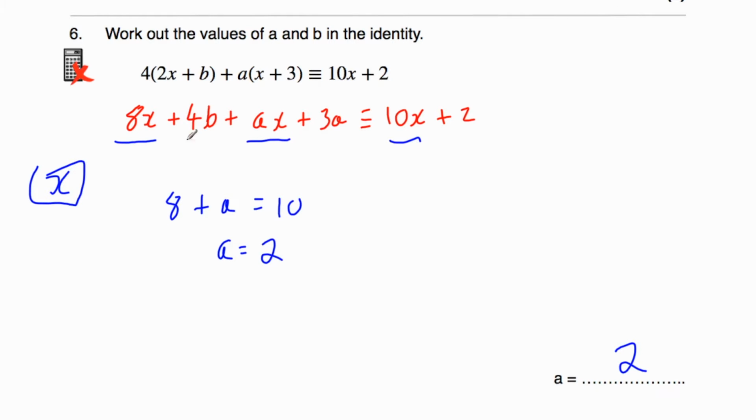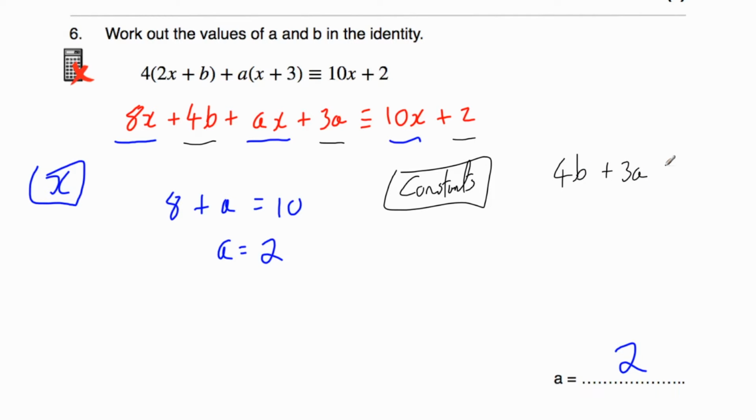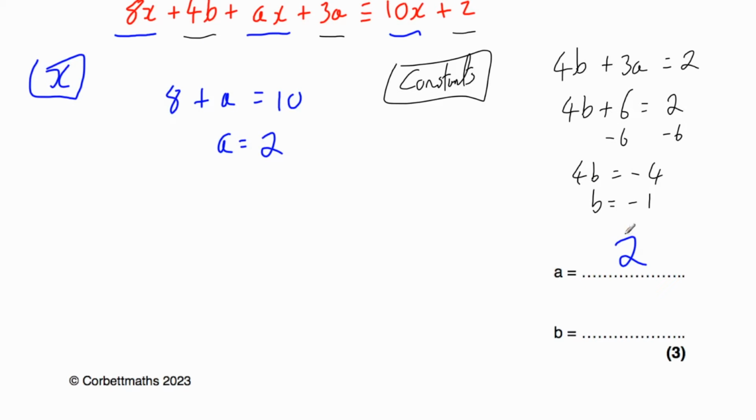Fantastic. Now, in terms of our constants, let's write that down, constants. In terms of the left-hand side, we had 4b, that's one of our constants, and 3a, and our constant on the right-hand side was 2. So let's write that down. We've got 4b plus 3a is equal to 2. Now we know that a is equal to 2, so 3 times a is 6, so we get 4b plus 6 is equal to 2. Take away 6 and take away 6, so we're going to get that 4b is equal to negative 4, and divide by 4 and divide by 4, we get b is equal to negative 1. So that means that a is equal to 2 and b is equal to negative 1, and that's it.